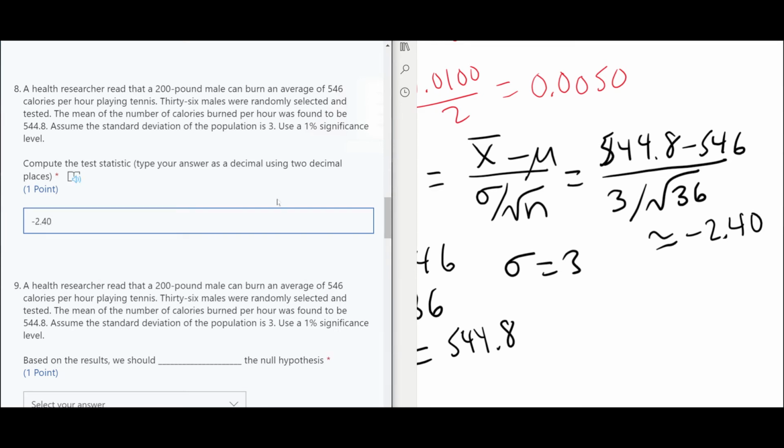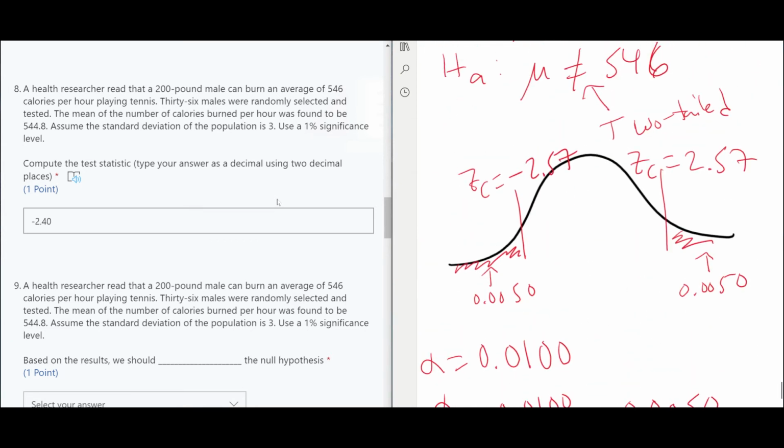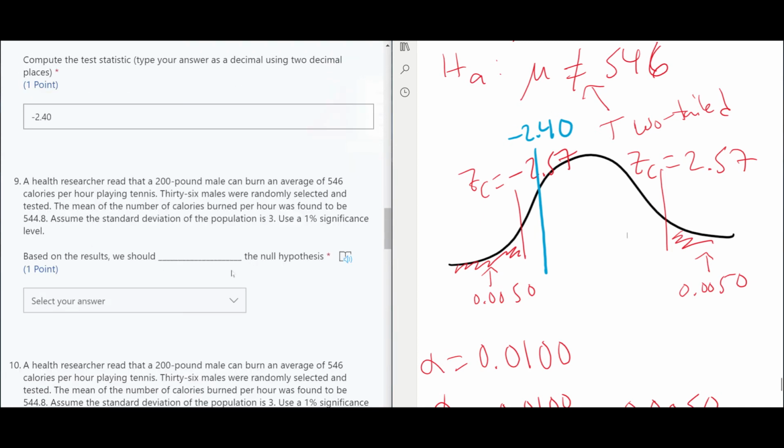That's my test statistic. So if I were to label this, I'm going to go back on my graph and label it. So negative 2.40 is actually right here. Right? So that means we are actually not in our rejection region. Remember that the red region that I shaded is the rejection region. Red means rejection. So since we're not in the red region, we do not reject the null hypothesis. So based on the results here, we should fail to reject the null hypothesis.